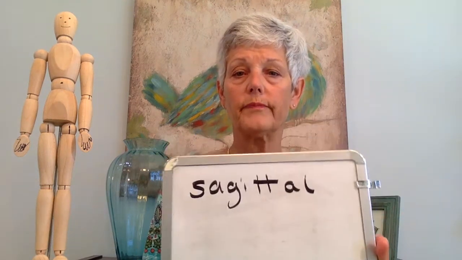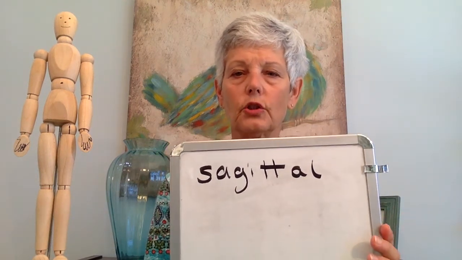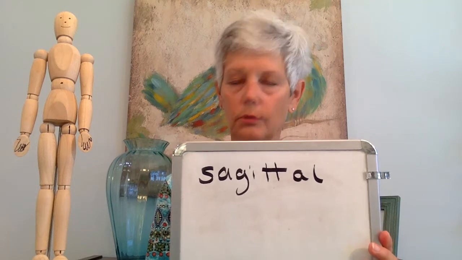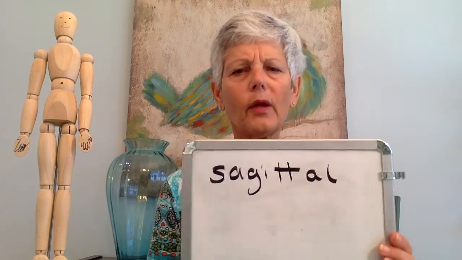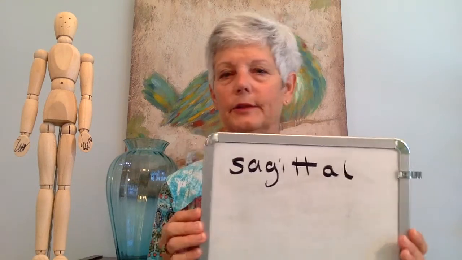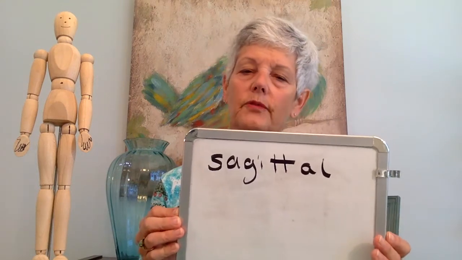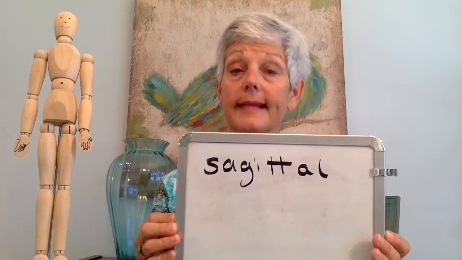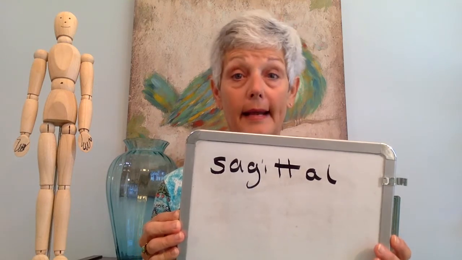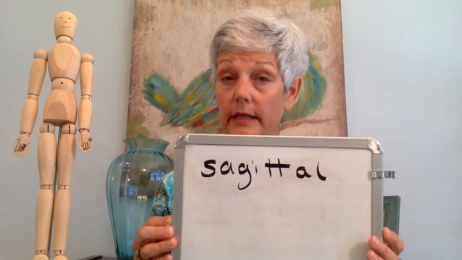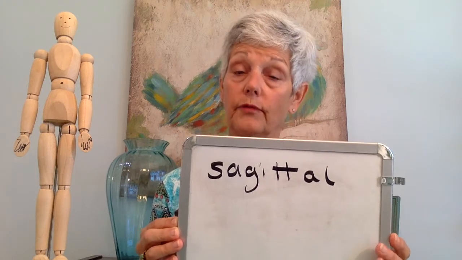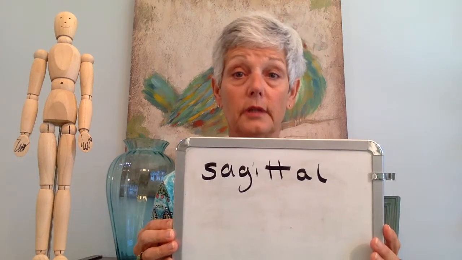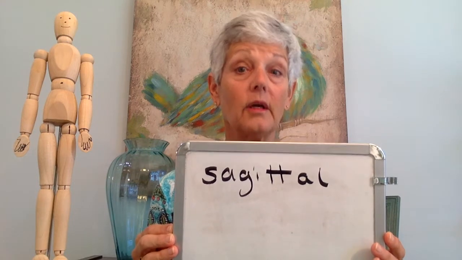So there's the word sagittal. Sagittal has one G and two T's. People misspell this word all the time. Where does the word come from? It comes from, if you spoke Latin, you would say sagitta, which means an arrow, and Sagittarius in Latin means an archer. If you're an astrology fan, you know Sagittarius is one of the zodiac signs which features an archer.